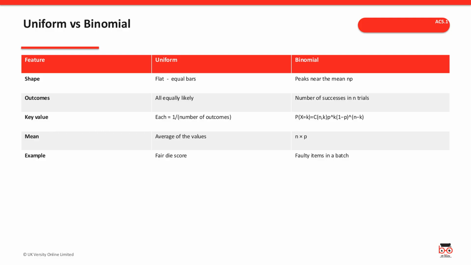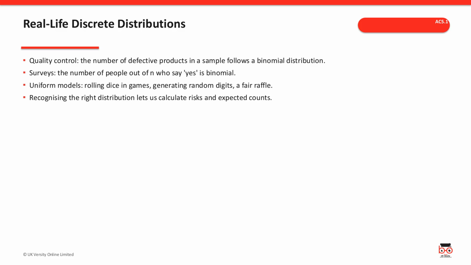A fair die score is your uniform. Faulty items in a batch is your binomial. These aren't just textbook curiosities. In quality control, the number of defective products in a sample follows a binomial distribution. In surveys, the number of people out of n who say yes is binomial too. Uniform models turn up in games: rolling dice, generating random digits, running a fair raffle. The real skill is recognizing which distribution fits a situation, because that's what lets you calculate the risks and the expected counts that decisions depend on.